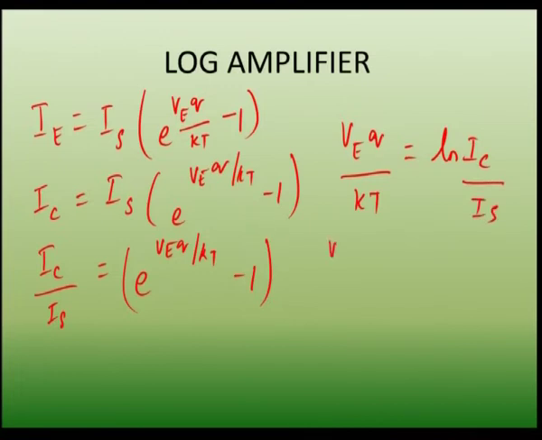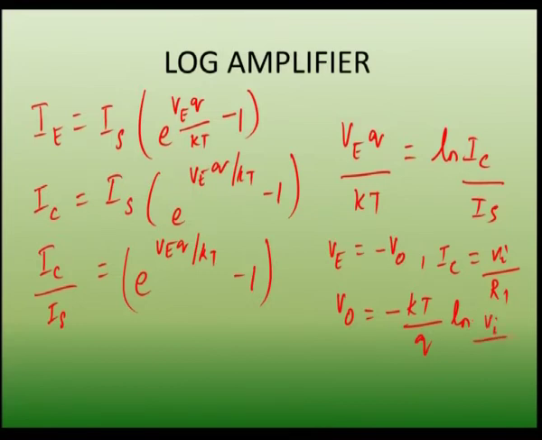And what is this VE in the circuit? It is minus V naught. And what is this IC in the circuit? It is VI by R1. So, substitute both in this equation, you will be getting V out is equal to minus, if you take these terms kT by Q to that side, it is kT by Q natural logarithm of this IC, instead of this IC, VI by R1 into IS. So, this R1 IS can be referred to as the V reference voltage.